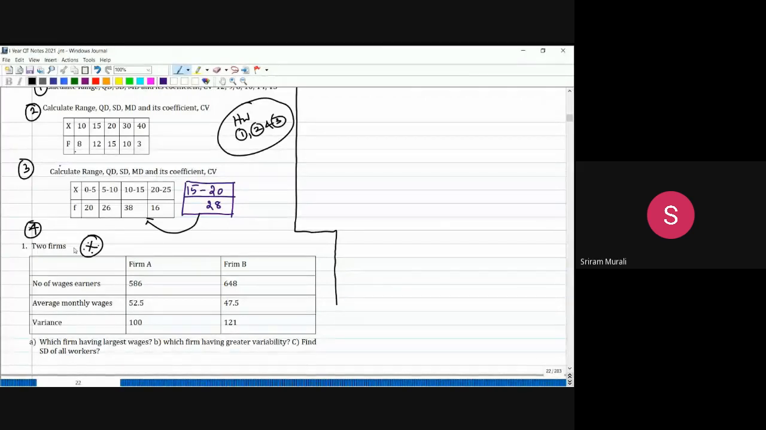ஏன்னா ஆன்சருக்கு அங்க மார்க் கிடையாது. ஆன்சருக்கு நான் மார்க் போட மாட்டேன். நீ ஸ்டெப்ஸ் இருந்ததுன்னா ஃபுல் மார்க் வந்துடும். ஆன்சர் தப்பா இருந்தா கூட ஸ்டெப்ஸ் இருந்தா ஃபுல் மார்க். நான் சொல்றது புரிஞ்சுதா?